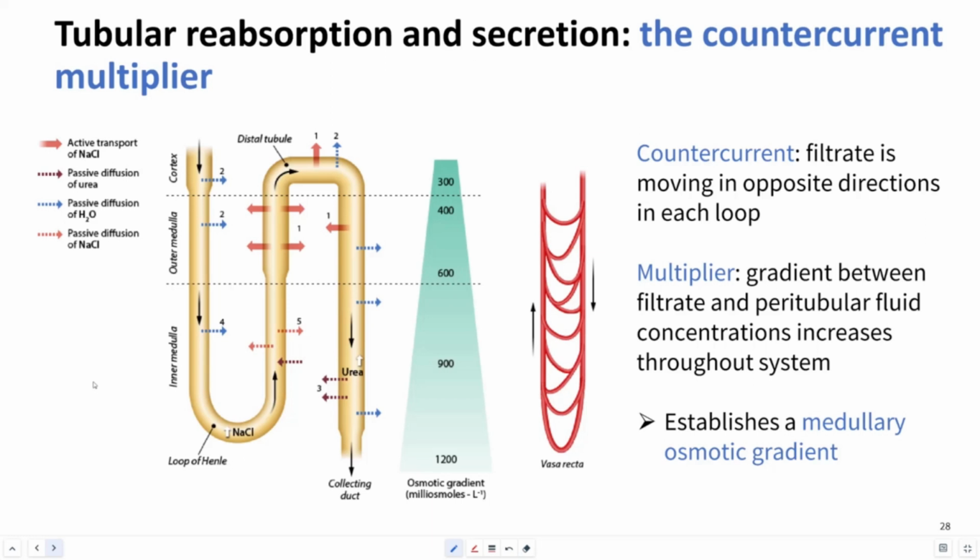So let's talk about the way this works. Over here, the descending limb is permeable to water, but impermeable to salt movement. As a result, water is able to move out of the tubular fluid, but the salt gets trapped inside this tube. And then when you go to the ascending limb, this region on the right, this is impermeable to water, so water gets trapped inside, but it actively pumps salt out of the tubular fluid. So salts are pumped out, but water is now trapped.